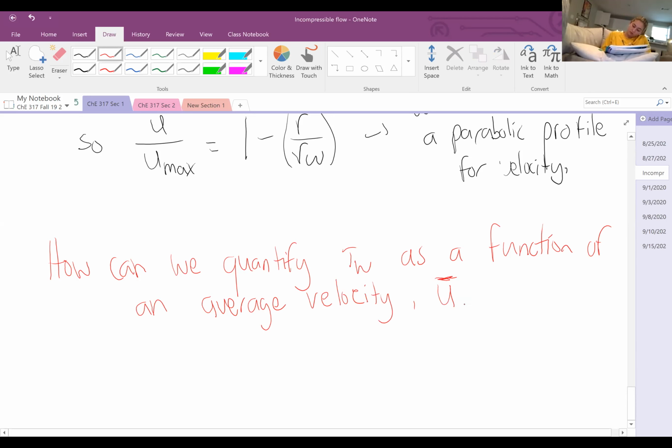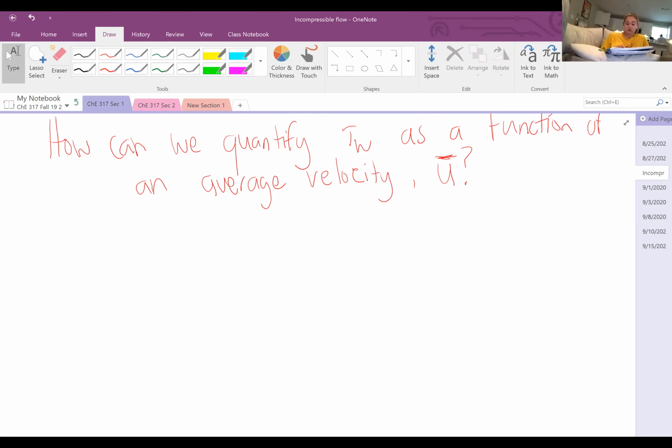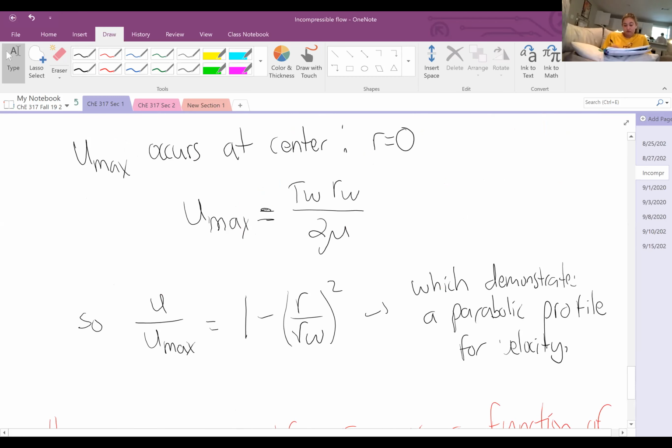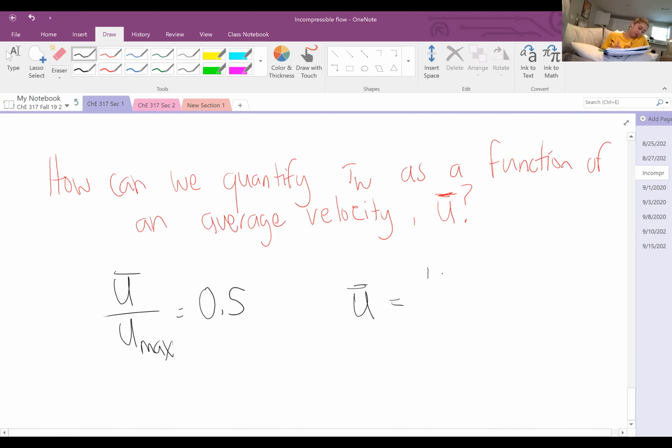Which we could designate U bar, even though for most purposes in the class, when I write velocity, it's always some average or mean velocity. Well, through lots of experimentation, we find that the average velocity is half of what can be measured at the center. We can then write an expression for the average velocity by taking our maximum velocity expression and dividing it by 2, or we get tau w rw over 4 mu.